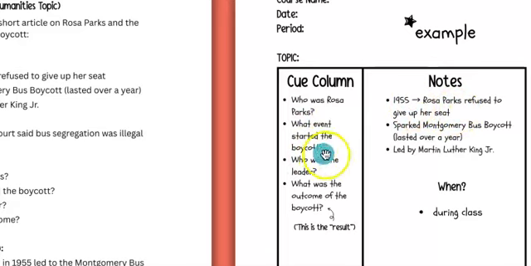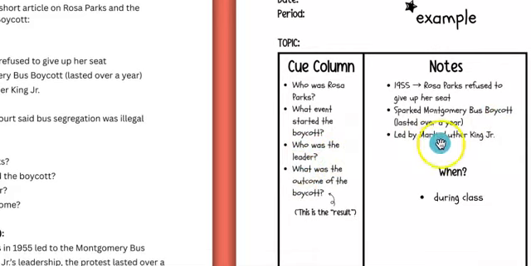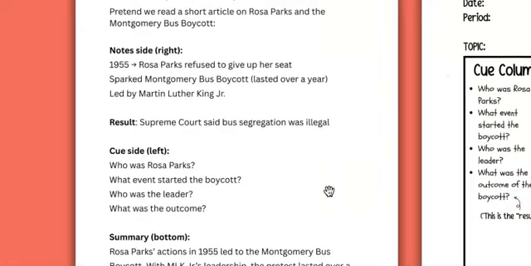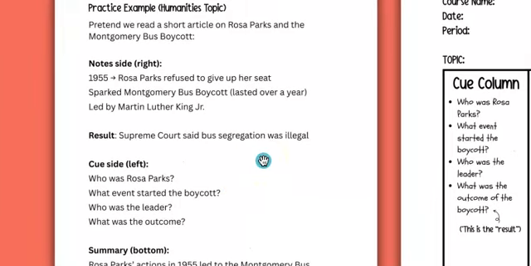Over here, Q question. What event started the boycott? Oh, this one did. When Rosa did that, that sparked the Montgomery bus boycott. Who was the leader? Okay, led by Martin Luther King Jr. What was the outcome? Sorry. So that is how you use the Q column. So let's go over here.